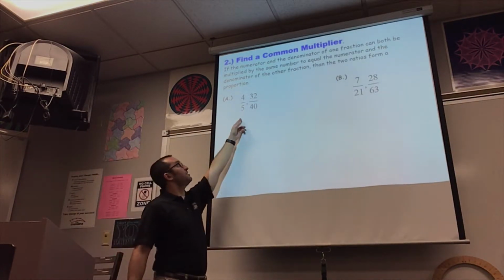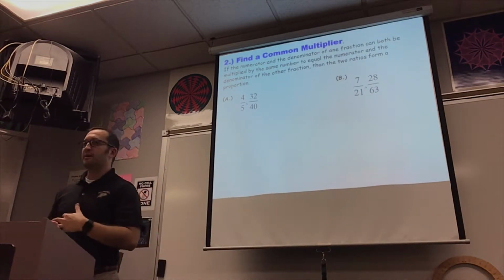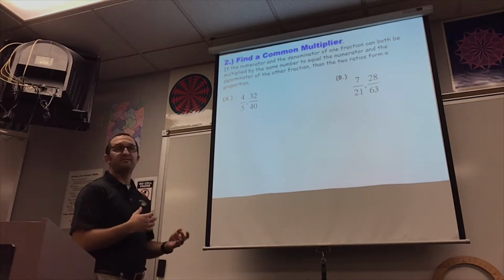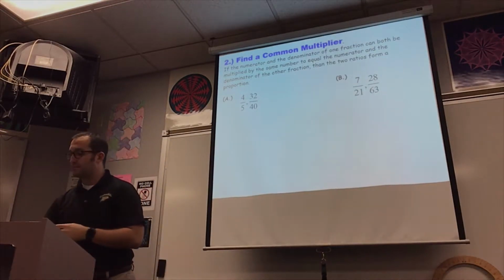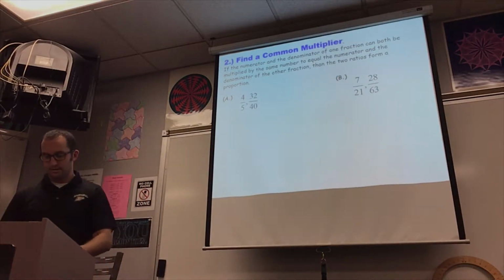So what we say is, all right, 4/5. Can I multiply that by anything to get 32 over 40? Yeah. I can multiply it times 8, okay?